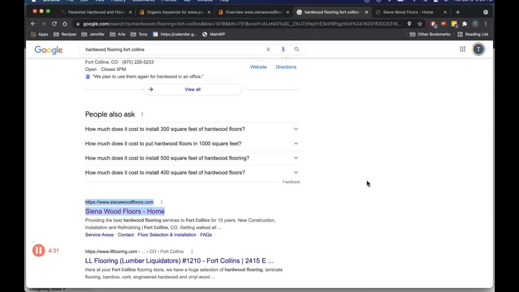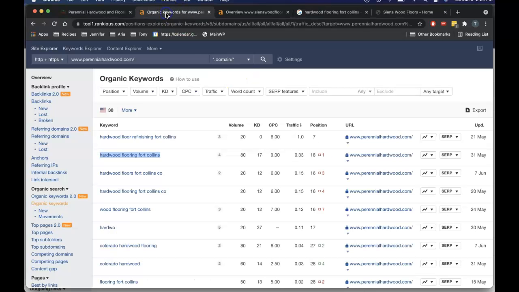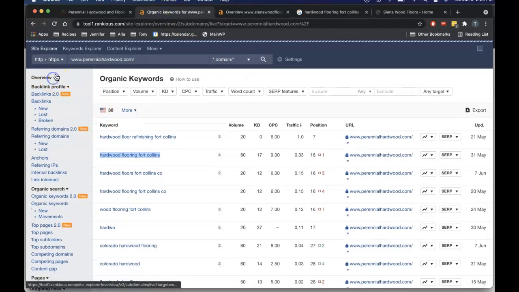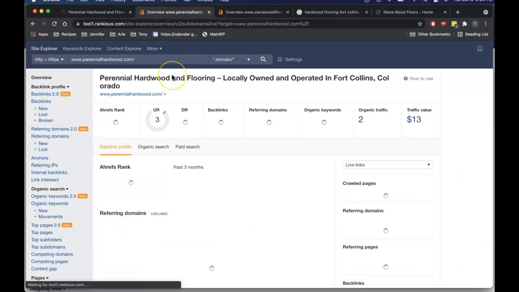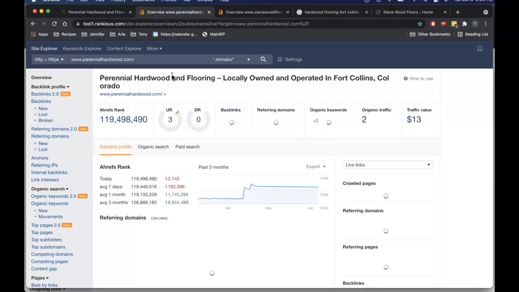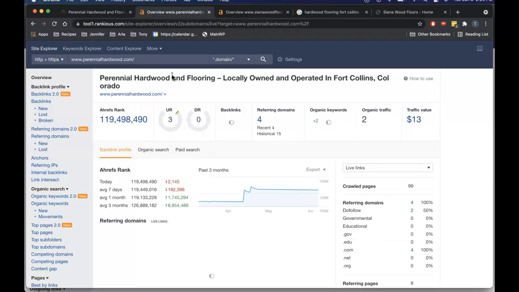So those three things are the main powerhouse factors. There's others, but what I wanted to show you real quick is this tool called Ahrefs. This is a tool that reads essentially Google's data and tries to paint a picture of what's going on with your website.